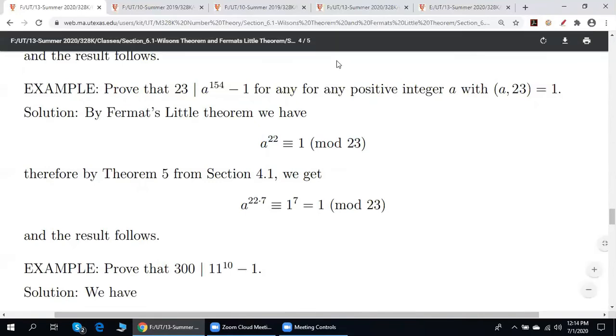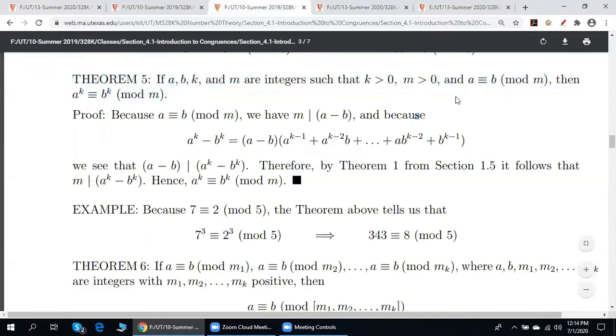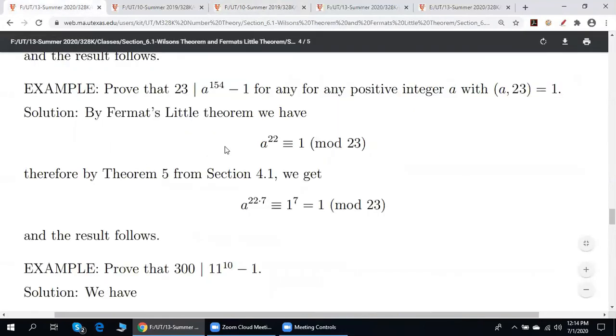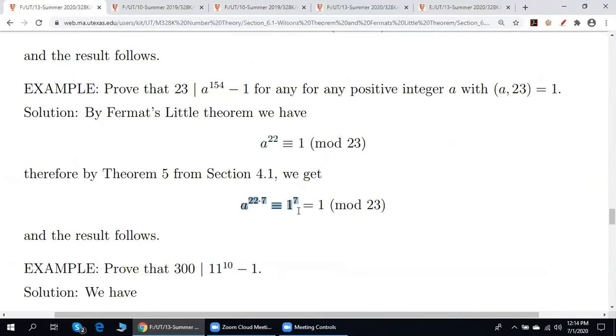And then, by theorem 5, we can raise both sides to the power k. It's exactly how we jump from here to here. We can raise both sides to the 7th power. And the result follows, because 22 times 7 is 154.